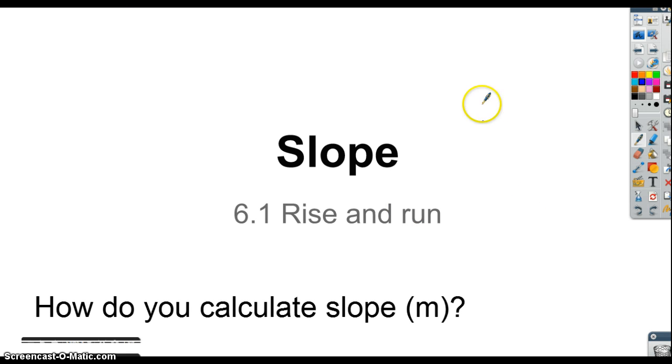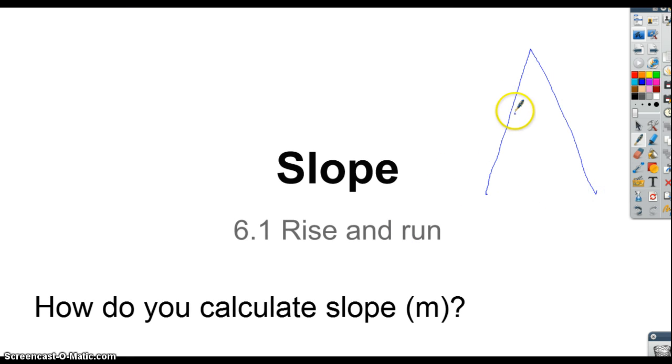Now, the reason why I use the letter M is the person who first defined the slope was French, and he thought of slope as meaning mountain. Okay, so like a mountain slope. All right, and that's the reason why we use the letter M for slope instead of the letter S for slope. So M means slope because of a mountain slope.